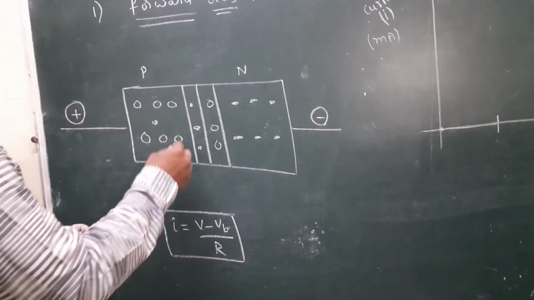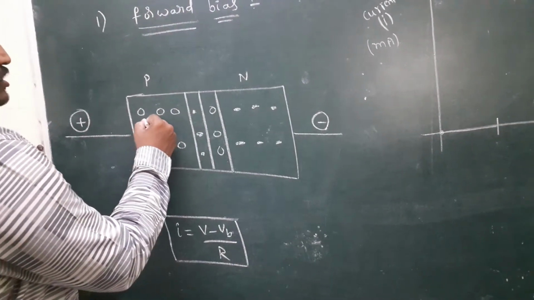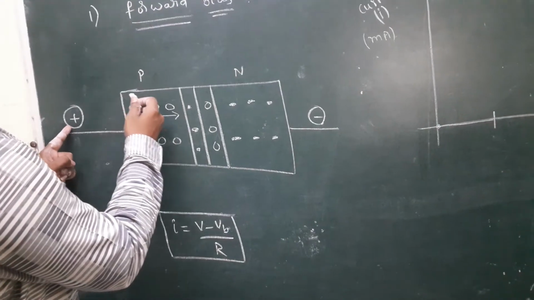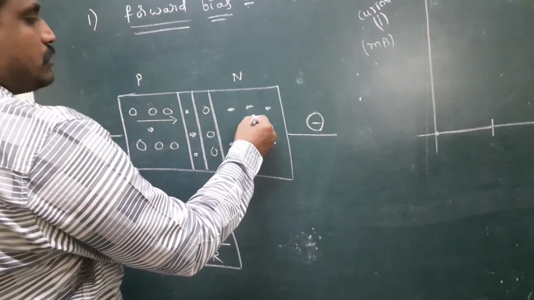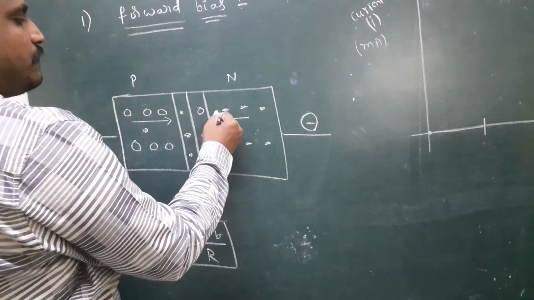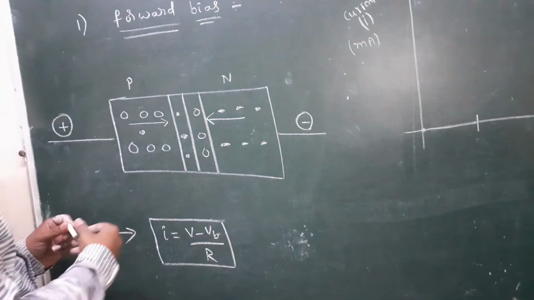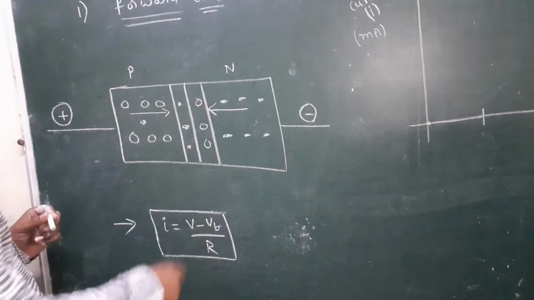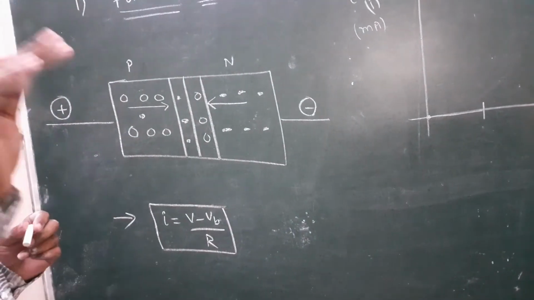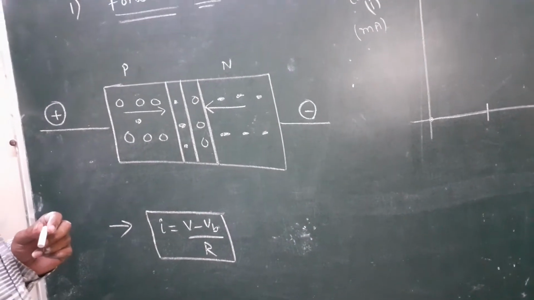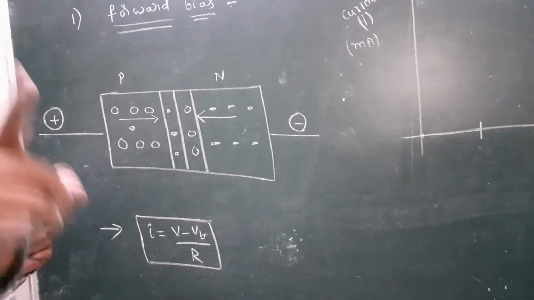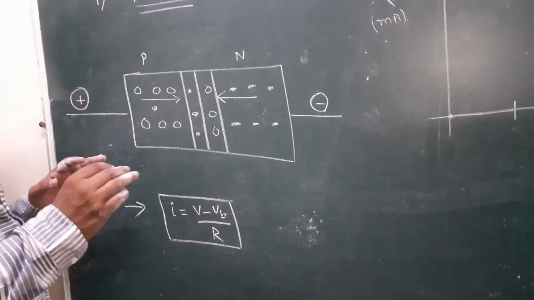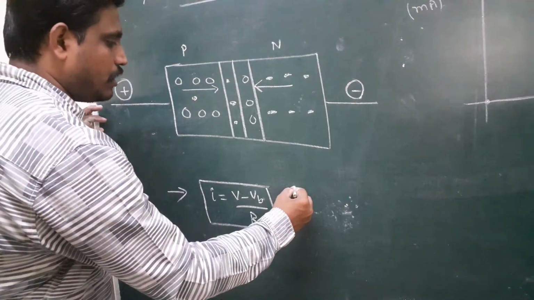As the applied voltage increases, holes are repelled by the positive terminal of the battery and move toward the junction, and electrons are repelled by the negative terminal and move toward the junction. Automatically the depletion layer width decreases and the potential barrier decreases. Initially some potential barrier is there, so current does not flow up to a point.